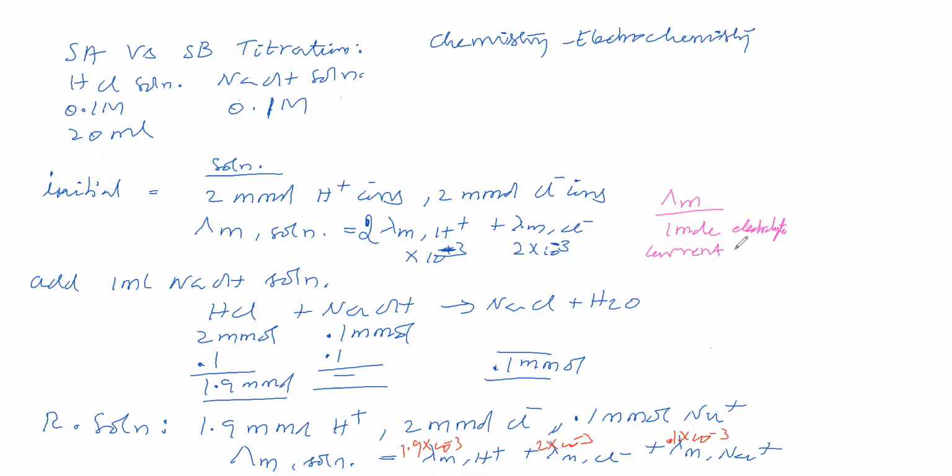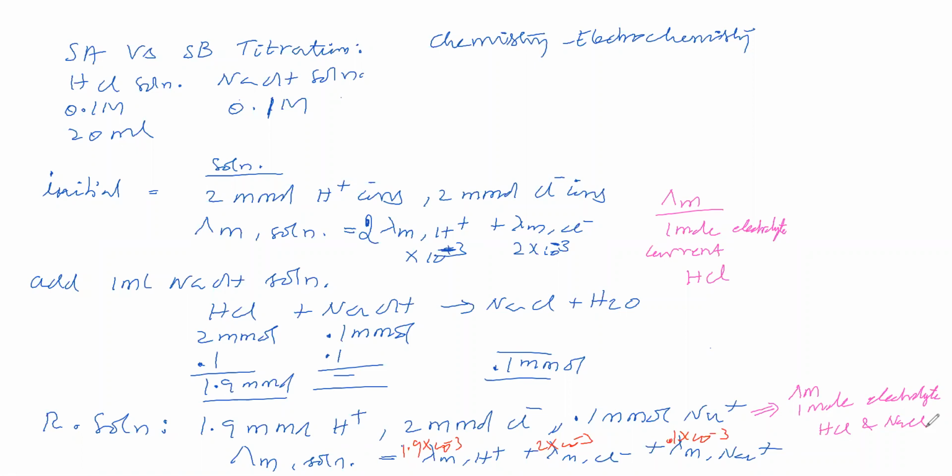Here 1 mole of electrolyte means only HCl. In this resultant solution also, lambda m means current carried by 1 mole of electrolyte. Here this 1 mole of electrolyte means HCl and NaCl are there.